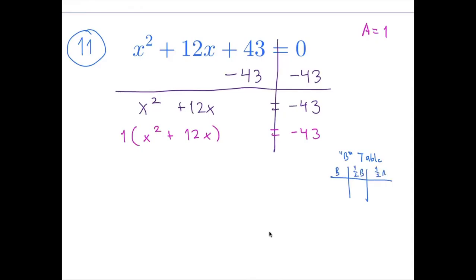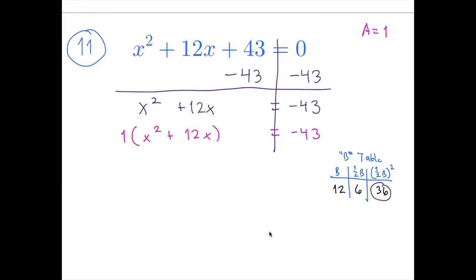So B, half B squared. We know that B is going to be 12, right? Because that didn't change. And then half of that is going to be 6. And then half of B squared is going to be 36. We're going to add that 36 onto both sides of the equation.